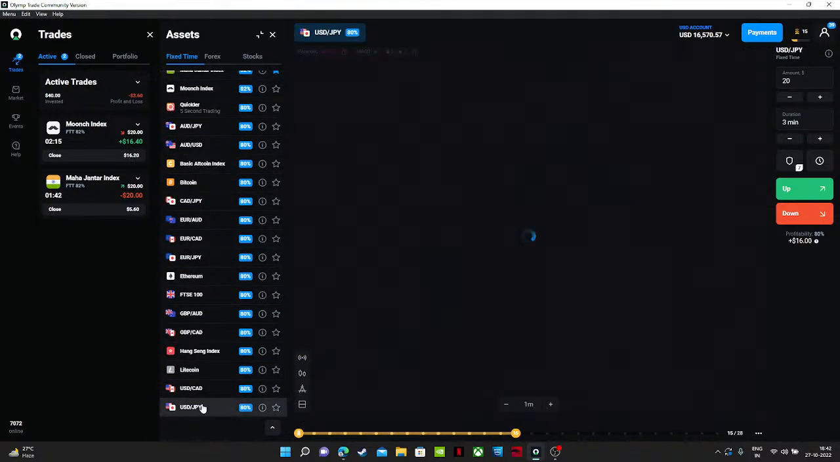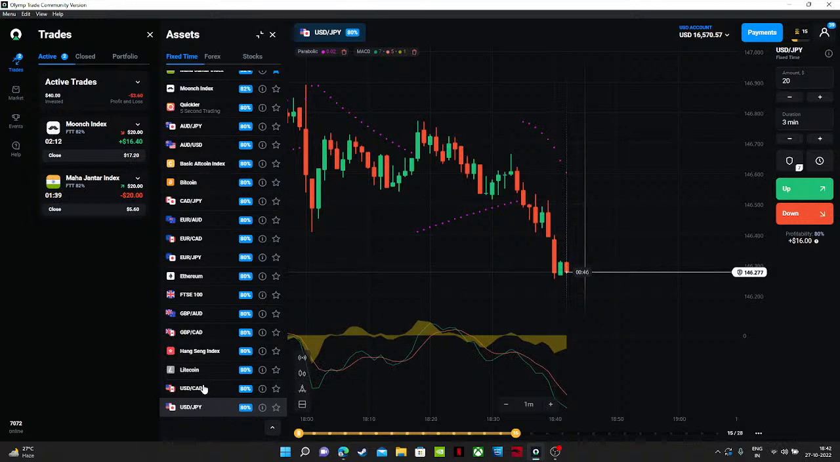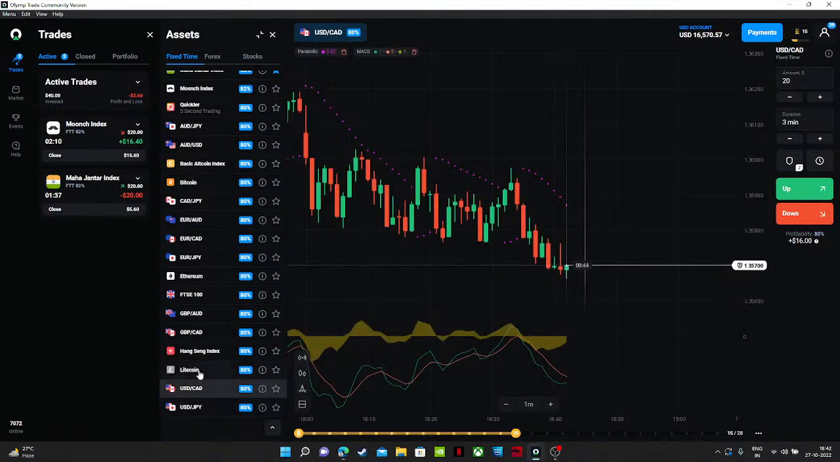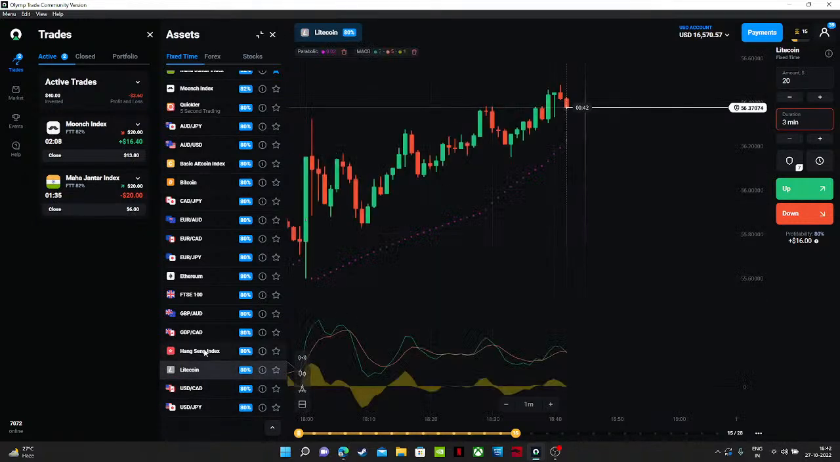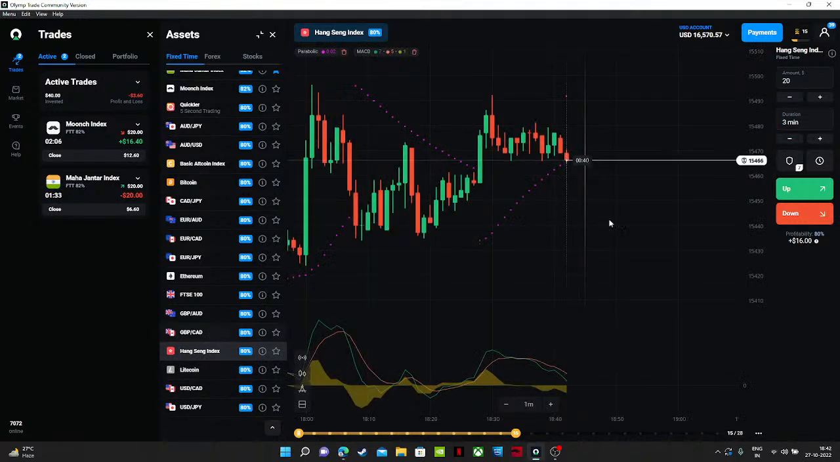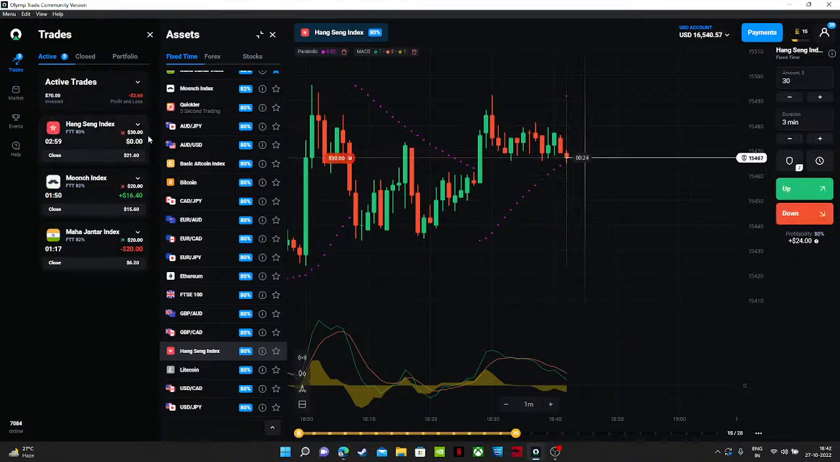Let us try to find some more entries using the parabolic dot. Okay, here also I think we have one entry, so I am making a downside trade here. Again for 3 minutes, the parabolic has appeared at the top of the candle. The MACD cloud is below the zero line.